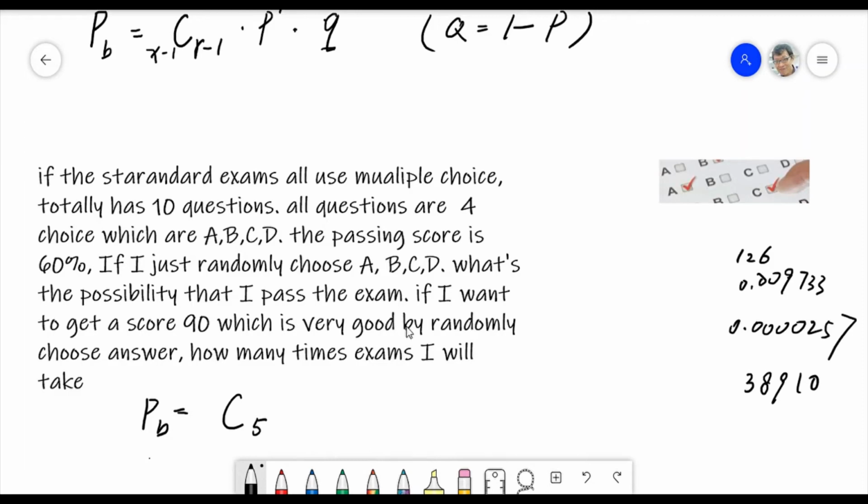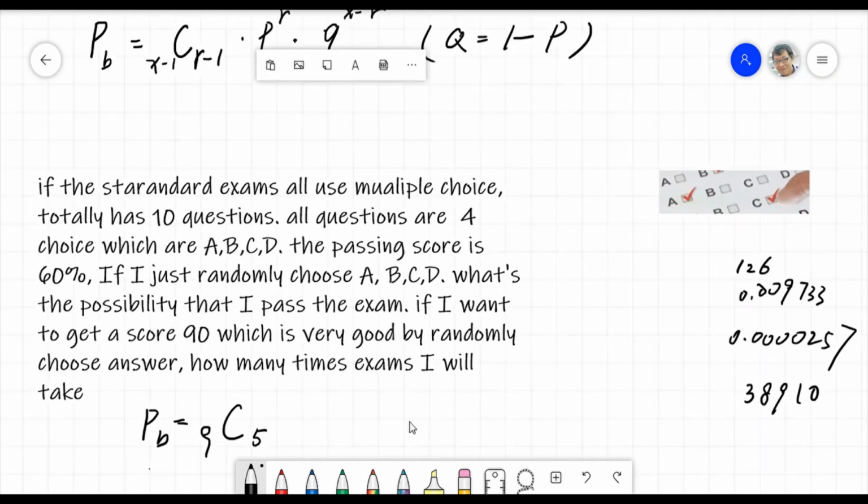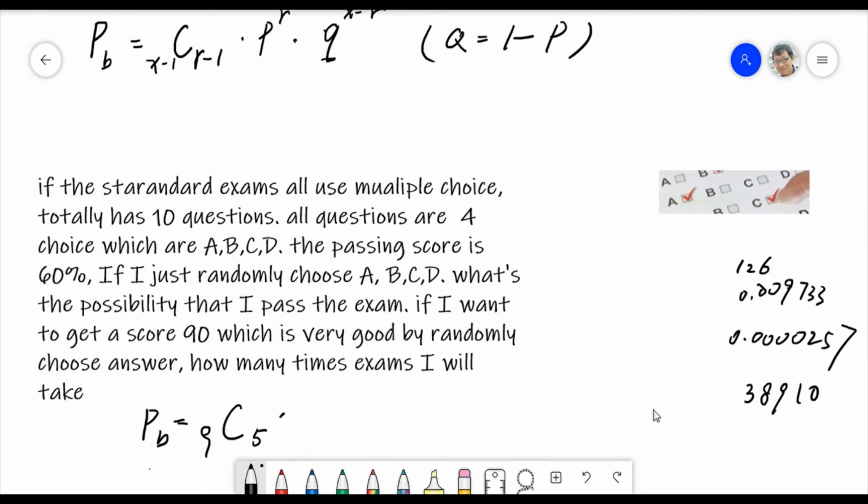X is how many tests, so how many questions you answer. So of course it's 10. Here minus 1, right? So it's 9. Look at here. What I'm calculating is based on here. So X minus 1, R minus 1. Just based on this one, okay? So go on. So times what?